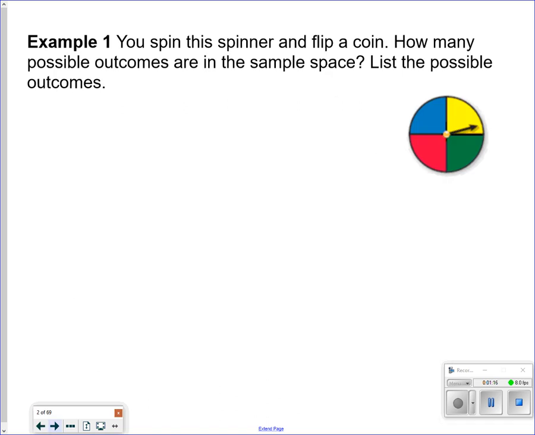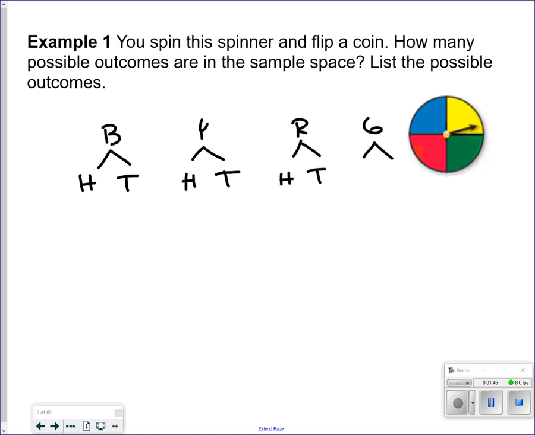So you spin a spinner and then flip a coin. And by the way, it's a two-sided coin, heads and tails. How many possible outcomes are in the sample space? List them. So I could get blue, I could get yellow, I could get red, and I could get green. Now, I like to do a little chart here, but that technically isn't the list. So if I did blue, then I could also get a heads and then a tails. And a yellow, I could get a heads and then a tails. Heads and then a tail, and then a heads and a tail.